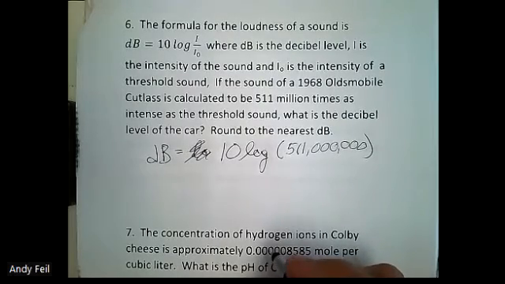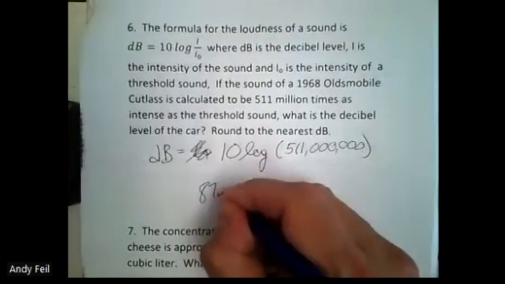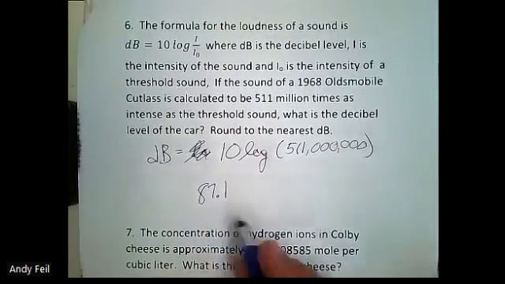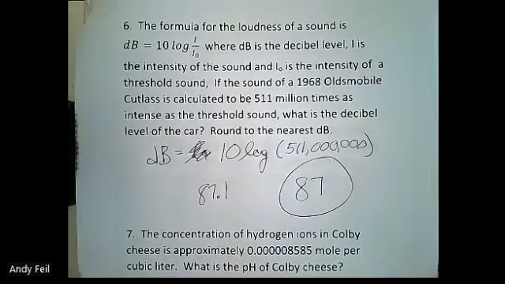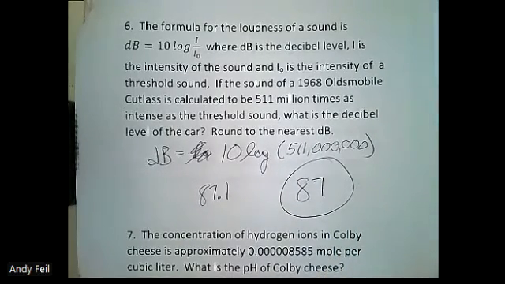87 point what did you say? Oh, 87. Okay, so if it was 87, I don't even know because I didn't type it in. If it's 87.1, what's that to the nearest decibel? 87. The answer is 87. Don't write 87 decibels. Don't write x equals 87 decibels. Don't write 87.1 because that wouldn't be rounded off to the nearest decibel. Just type in 87 and be done with it. That's it. That's all you got to do.